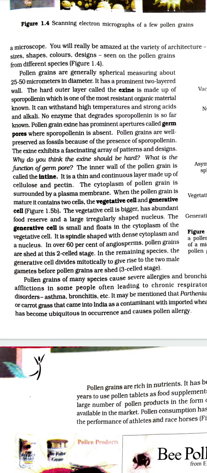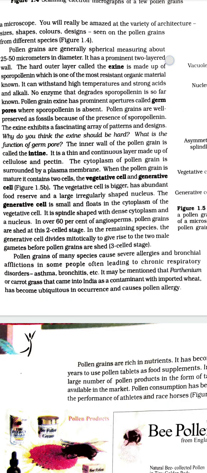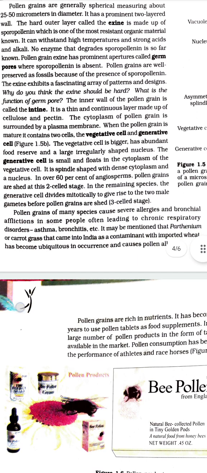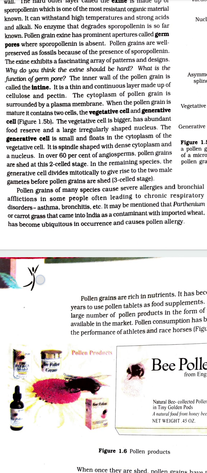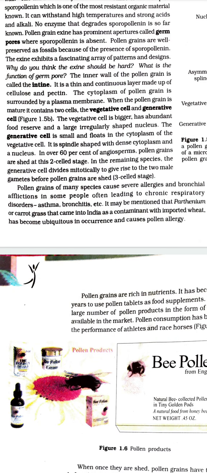So obviously there should be a certain area which will allow the pollen grain to germinate. That area is called the germ pore. The germ pore does not contain sporopollenin, and this is the area where the pollen grain will germinate. A mature pollen grain contains two cells, the vegetative cell and the generative cell. The vegetative cell is bigger, has abundant food reserve and a large irregularly shaped nucleus. The generative cell is small and floats in the cytoplasm of the vegetative cell. It is spindle shaped with dense cytoplasm and a nucleus.